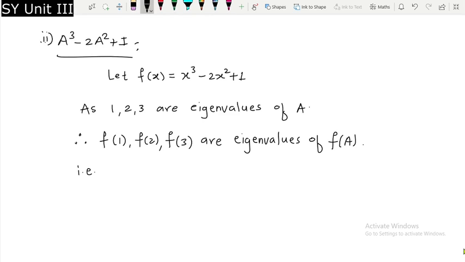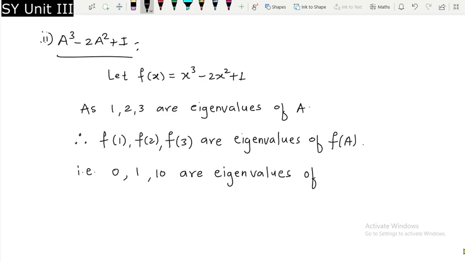So one of the eigenvalues will be 0. What will be my f of 2? It will be 8 minus 2 times 4 plus 1. So 8 minus 8 plus 1, it will be 1. And the last one will be f of 3. So f of 3 will be 27 minus 2 multiplied by 9, plus 1. So 27 minus 18 plus 1. 27 plus 1 is 28, minus 18, it should be 10. So 0, 1 and 10 are eigenvalues of f of A. You just check the calculation, if I have missed something.